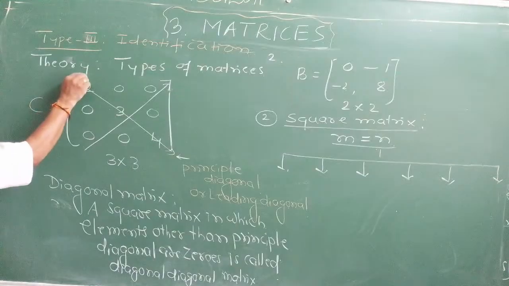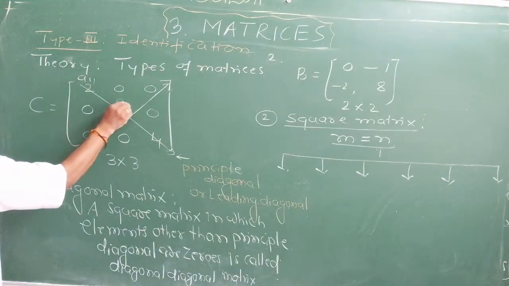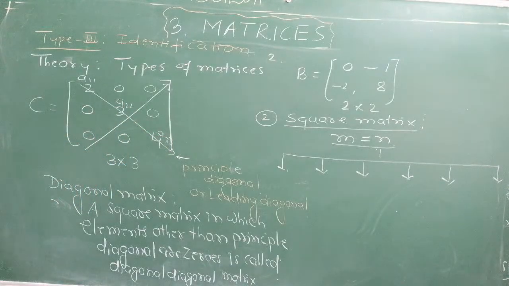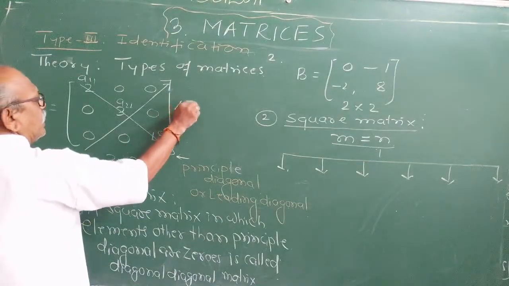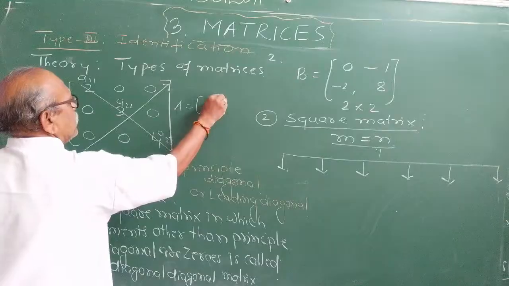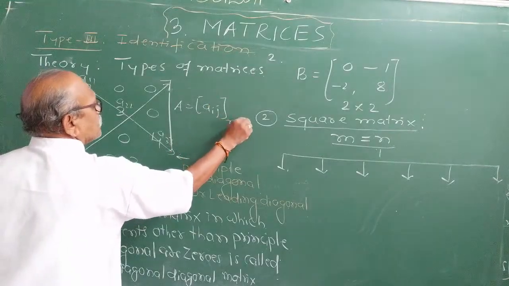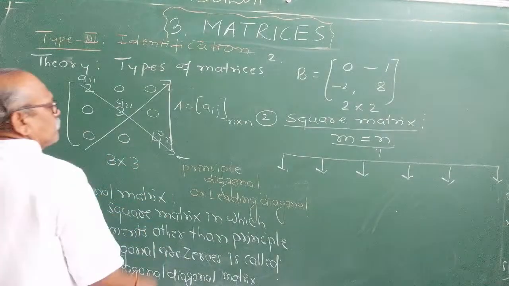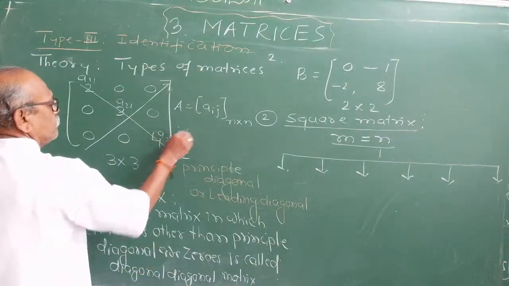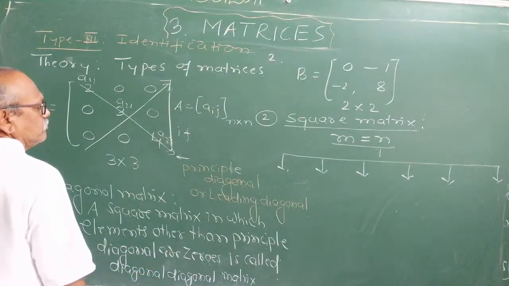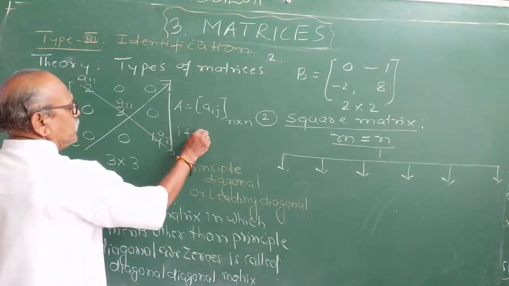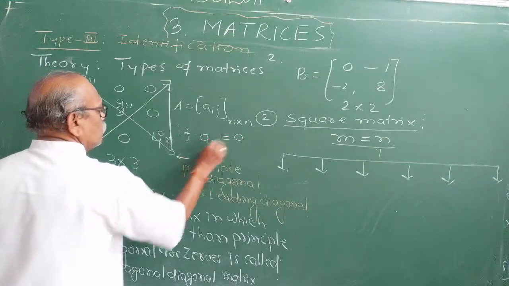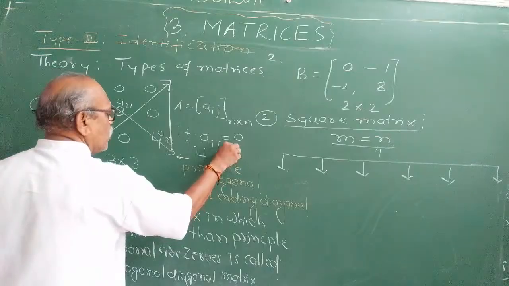This element is called A11, this element is called A22, this element is called A33. How can you write it symbolically? A diagonal matrix A equal to [Aij] is an n by n square matrix, of order 3 by 3, if Aij is equal to 0 if i is not equal to j.